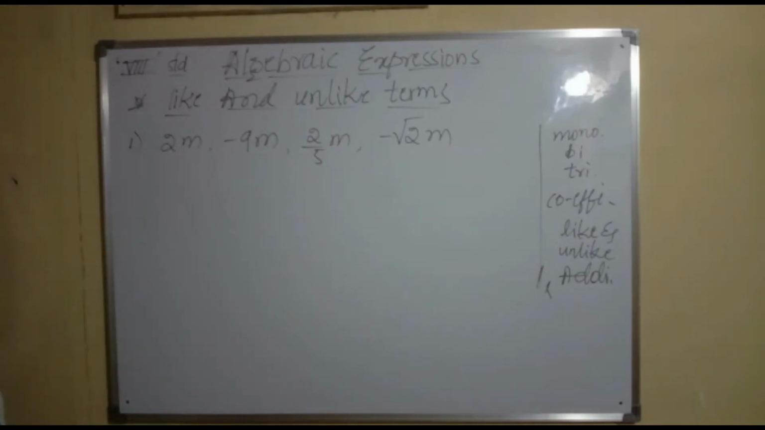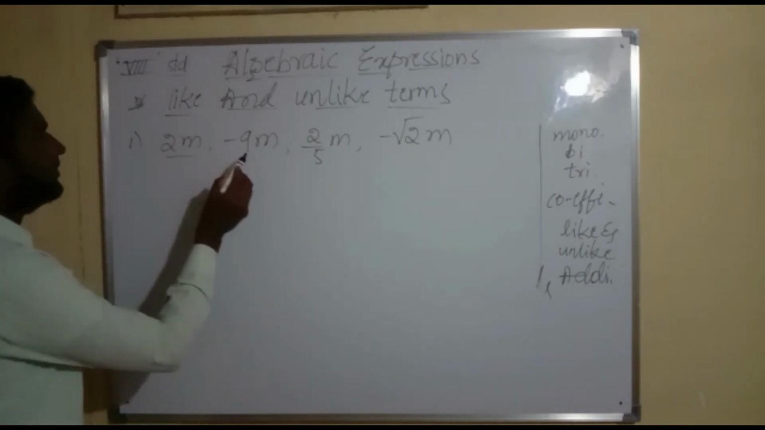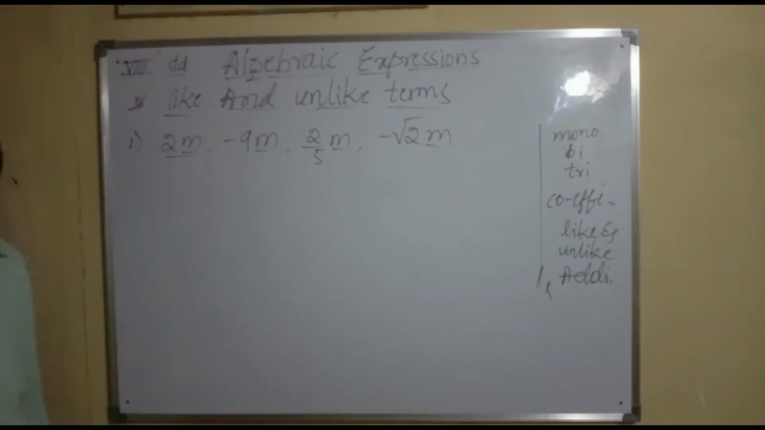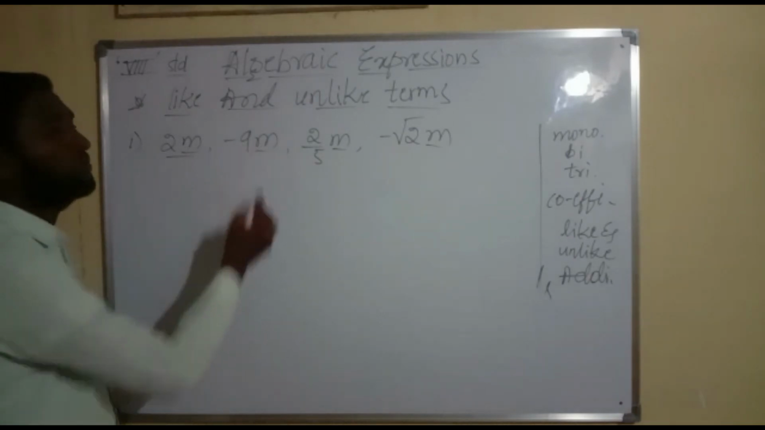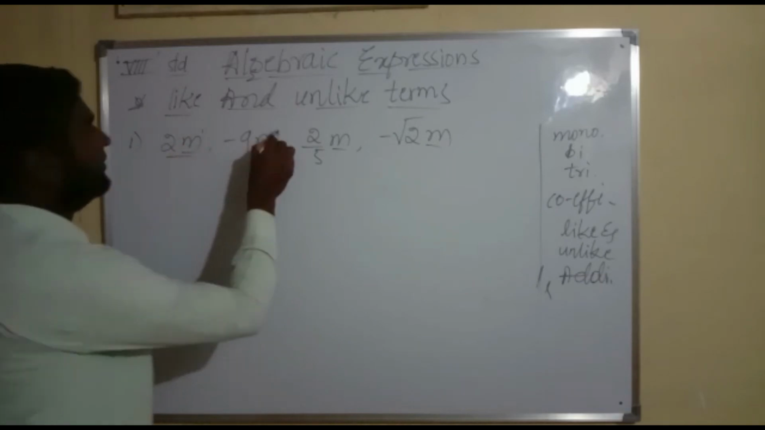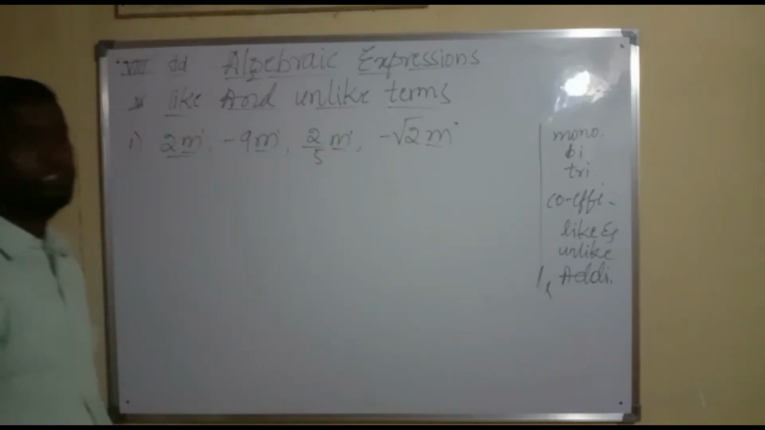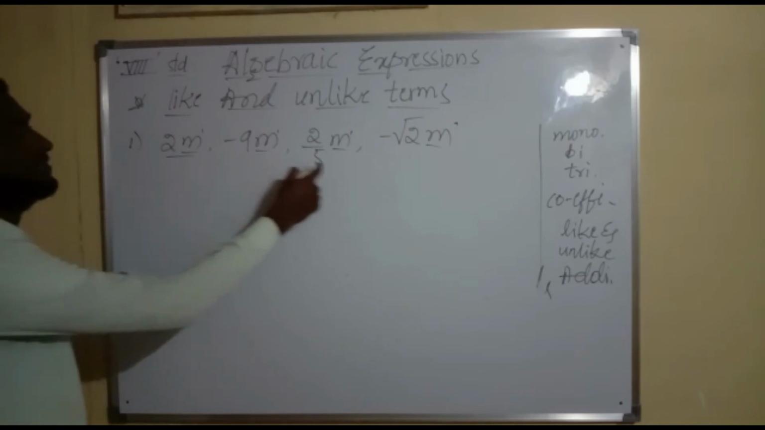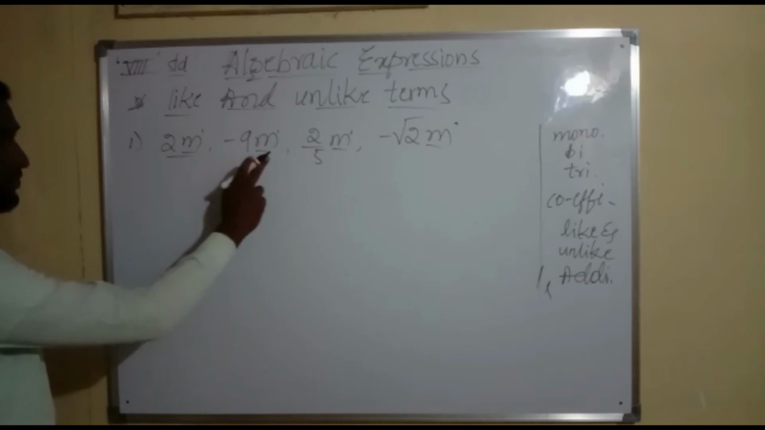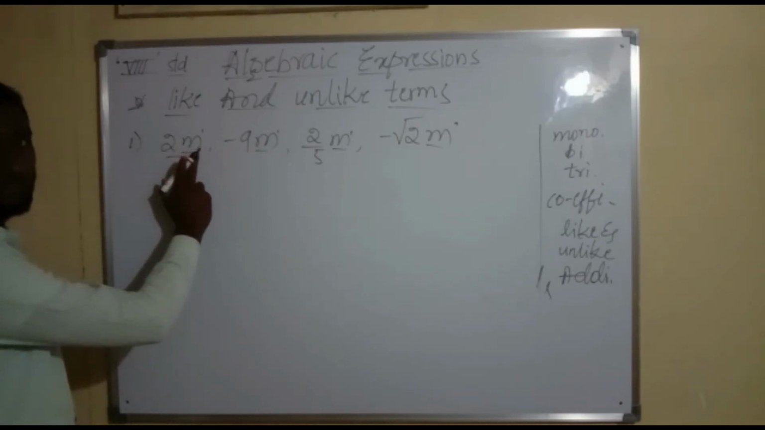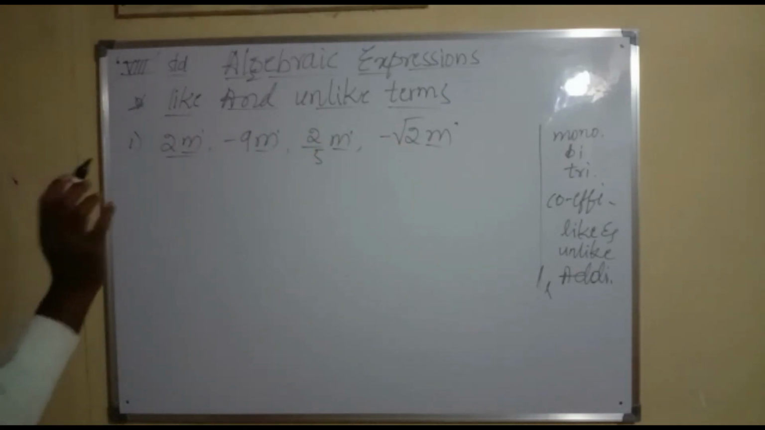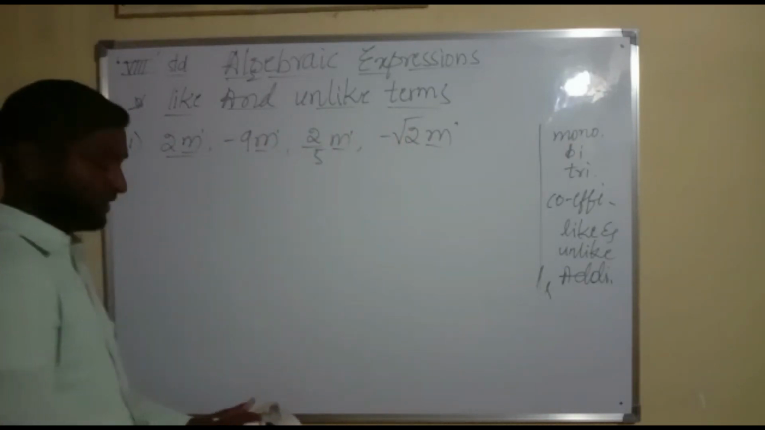There are two conditions for that. The variable you can see in each term is the same, m. And another condition, that variable should have the same exponent. For example, you can see the exponent as 1, 1, 1, 1. Now these terms are called like terms. What is the condition for that? The terms should have the same variable, as they have m, and the exponent should be the same.